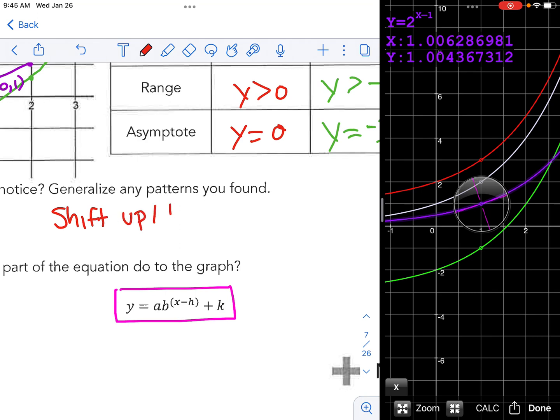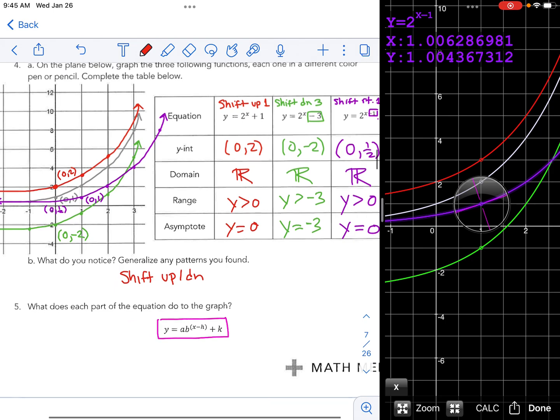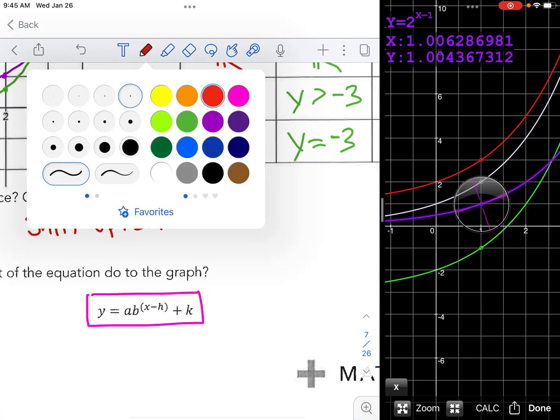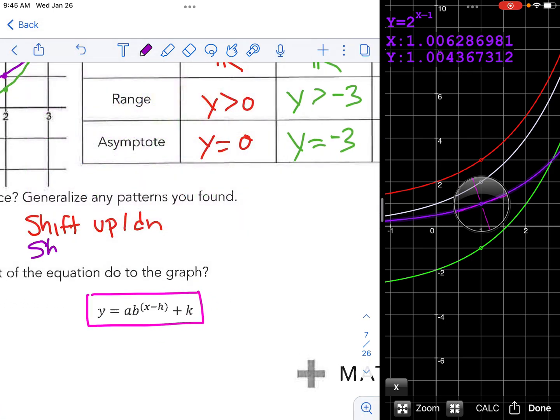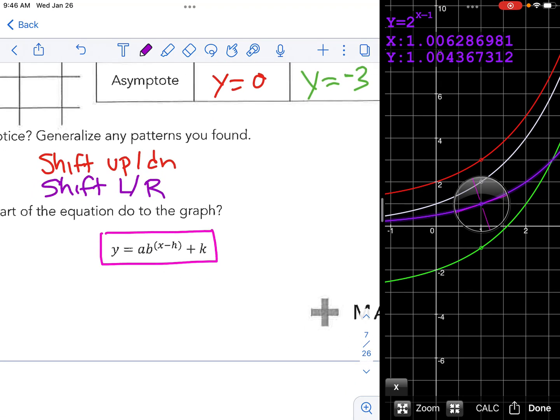We're starting to do things like shift up or down, and shift or slide left and right. So we're starting to do those things, and we're starting to set up that general expression. And so we have one for exponentials too. This is just going to add to the absolute values and the square roots and the squares that we did in a previous unit.